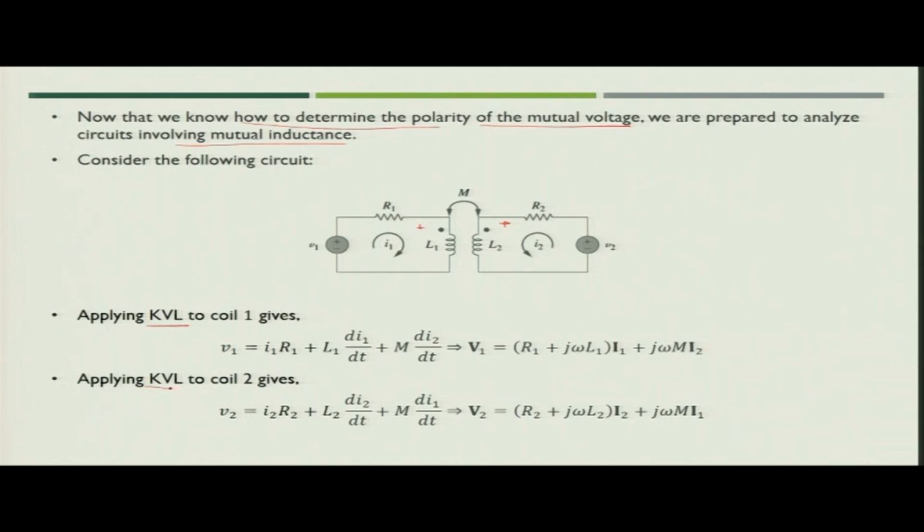Now, for the second coil we can write V2 = I2 R2 + L2 di2/dt + M di1/dt, because the induced mutual voltage will be of positive polarity in this case also. So, you can write V2 = (R2 + jωL2) I2 + jωM I1.